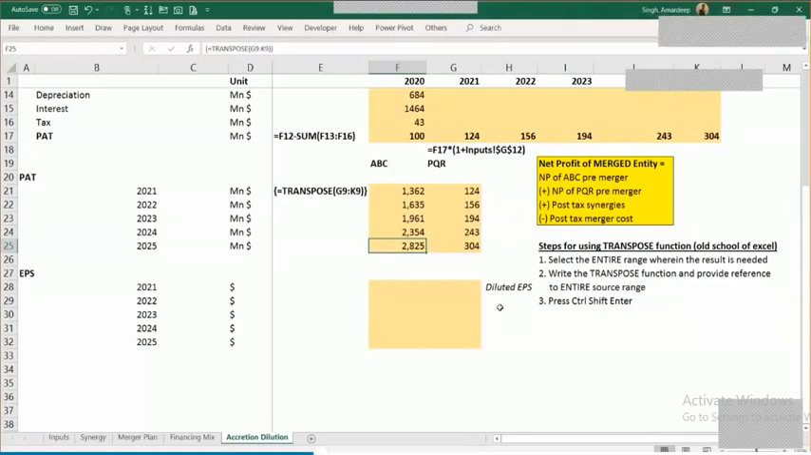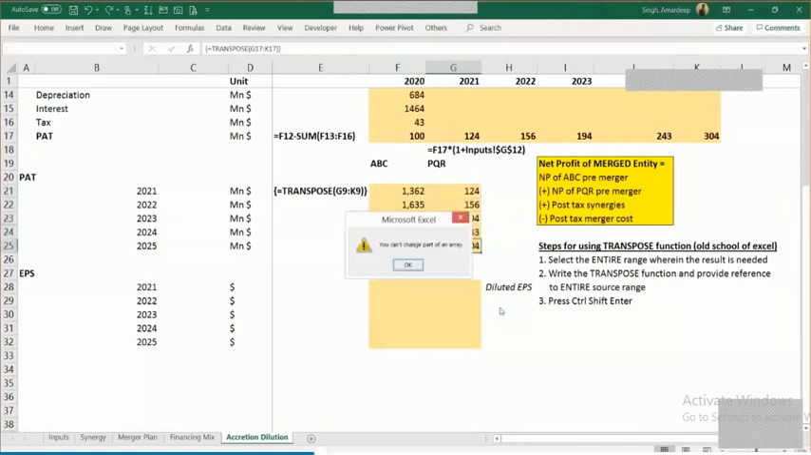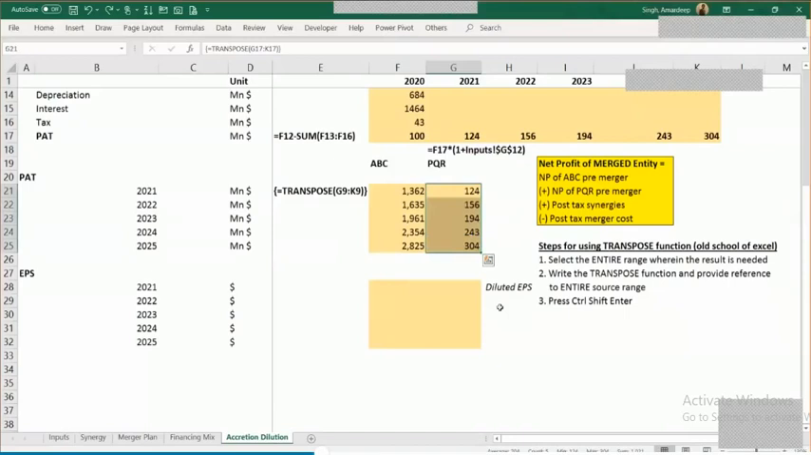In order to delete the transpose, you have to select the entire range and then press Delete. If you try to press Delete in bits and pieces, you wouldn't be able to do that. It will throw an error stating that you cannot change part of an array. So you have to select it in entirety and then only you will be able to delete this. Right?